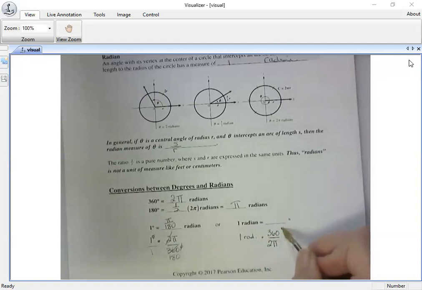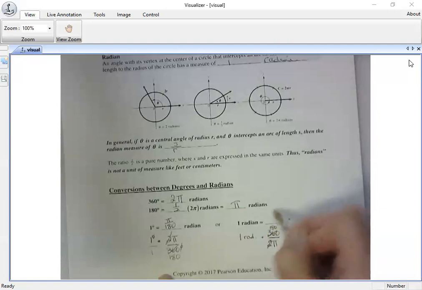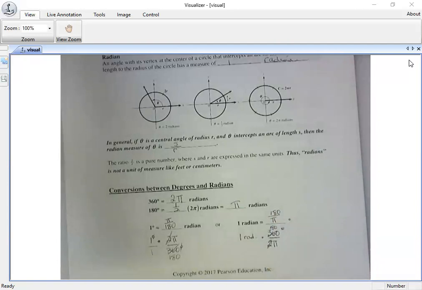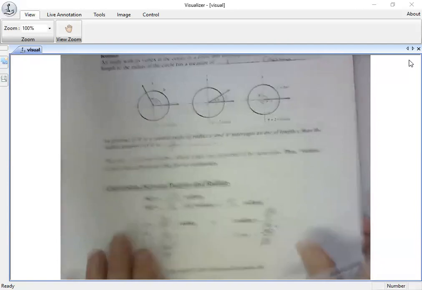Notice the degrees doesn't cancel out with anything. That's why it's still here. What can I reduce down? 360 over 2. And 2 goes into 360 180 times. So 1 radian is equal to 180 divided by pi degrees. Okay, so those are our conversions. Honestly, as long as you keep up with 360 over 2 pi or 2 pi over 360, you shouldn't have trouble converting from one to the other. All right?